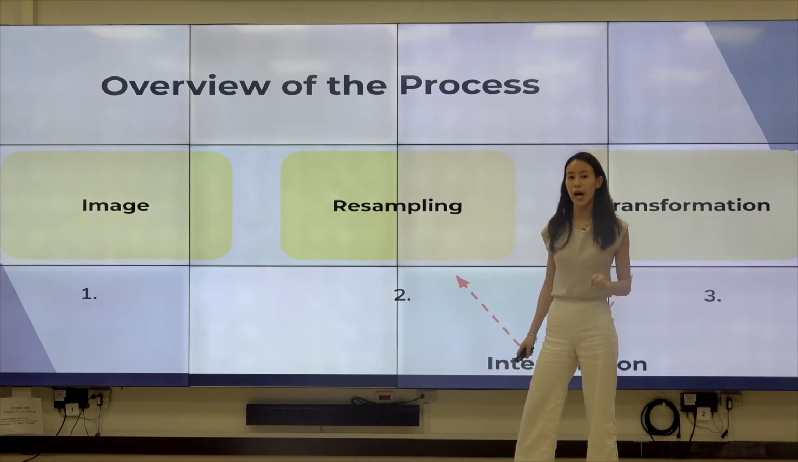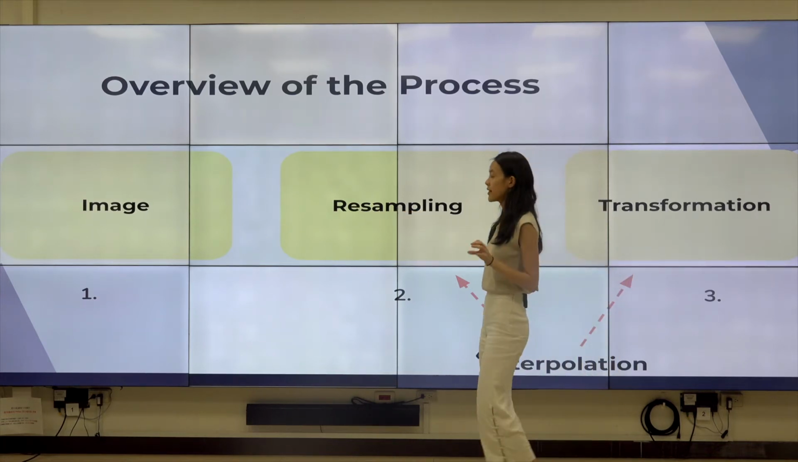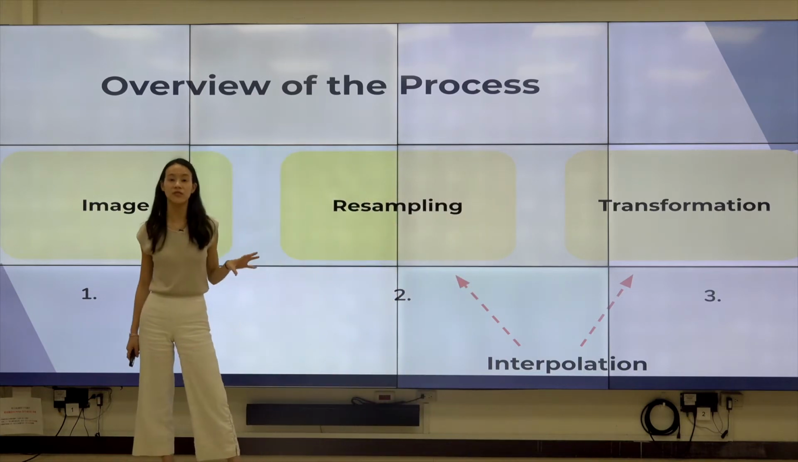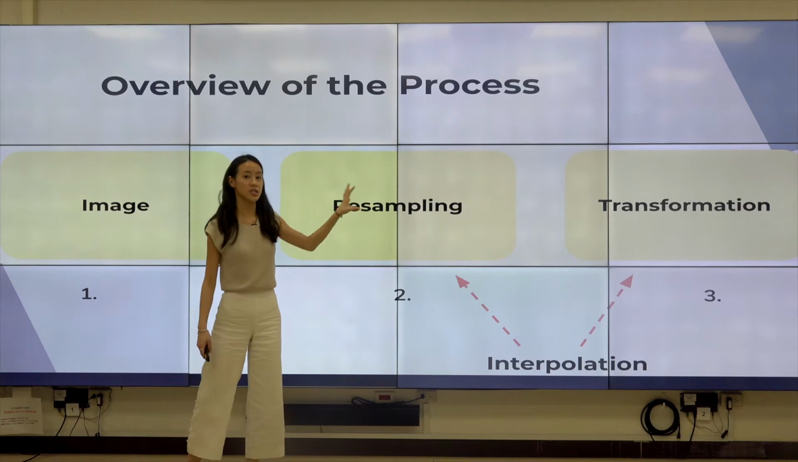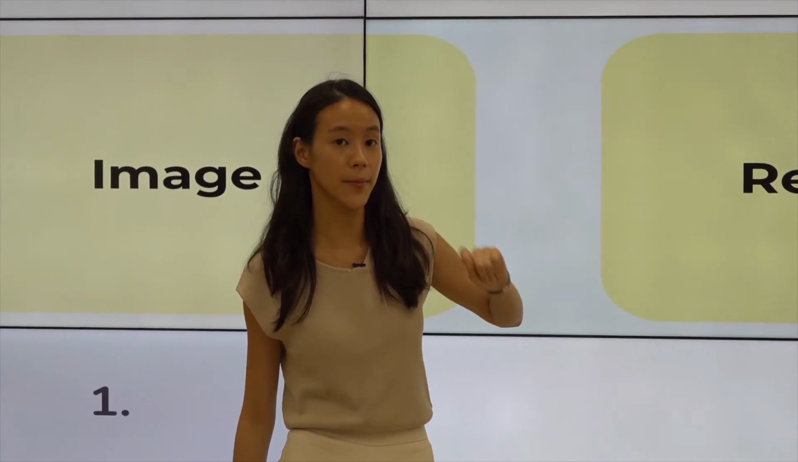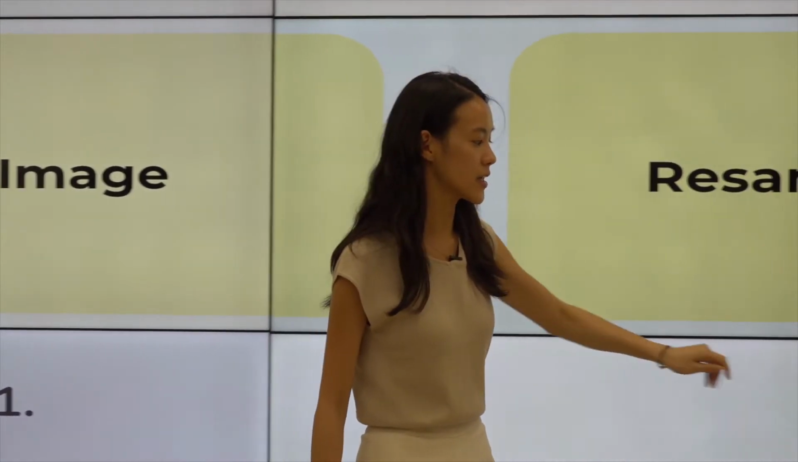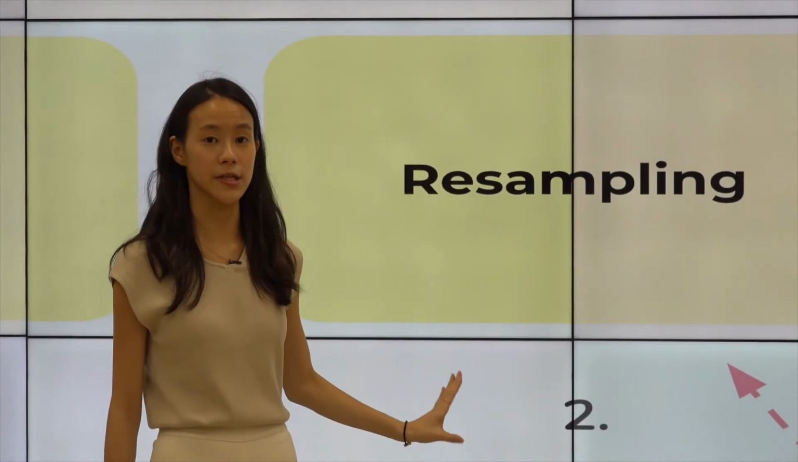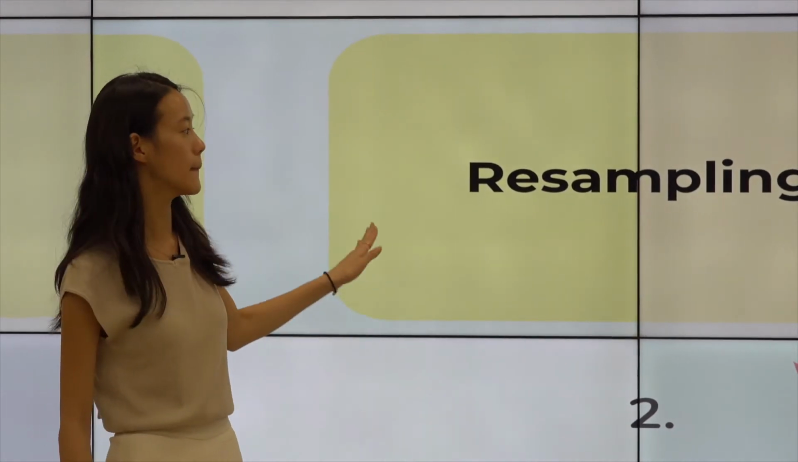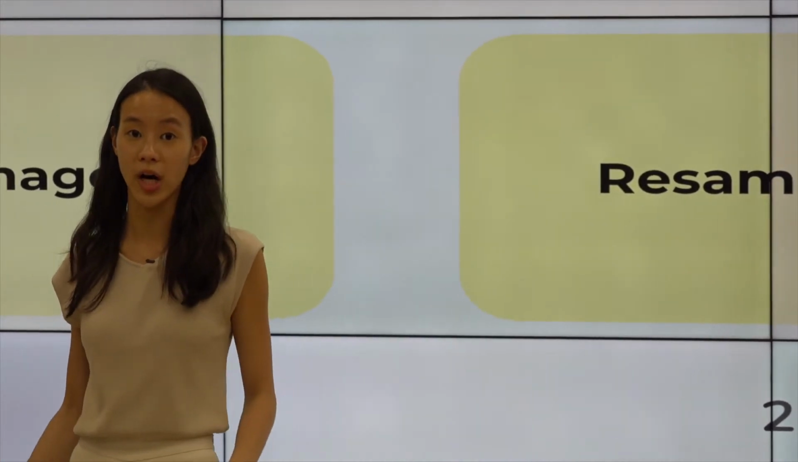So I'm going to be talking about how the computer reads the image. And then we're going to be talking about the resampling process, and then the actual transformation process, which is where registration occurs. So these are the very important steps that are part of registration. One thing that I'd like to note is that I didn't have interpolation as its own category, because interpolation actually plays a role in both the resampling and the transformation process.